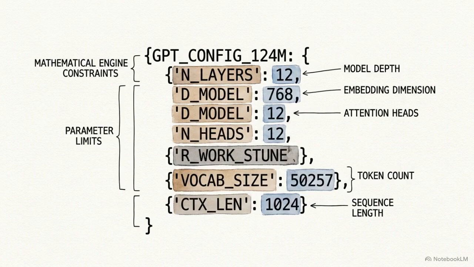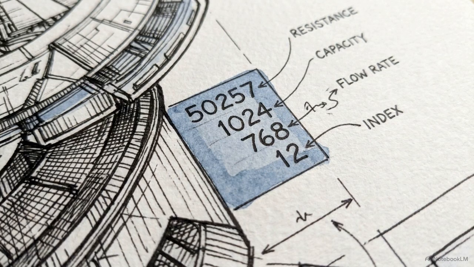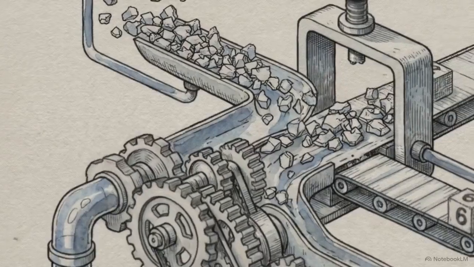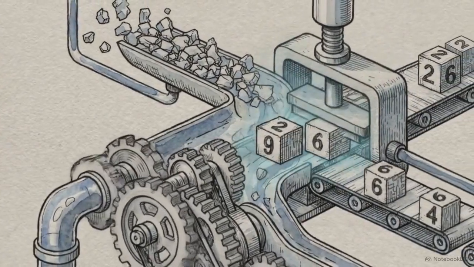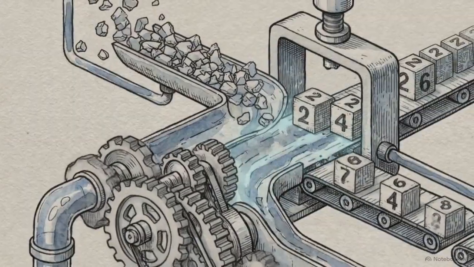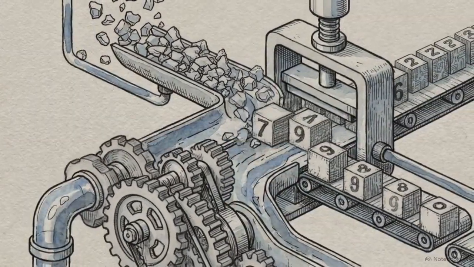This configuration file dictates the mathematical constraints of a 124 million parameter large language model. It defines the vocabulary size, the context length, the embedding dimensions, and the number of processing layers. This architecture functions as a high-precision industrial data pipeline. Every input is forced through a deterministic sequence of matrix operations.